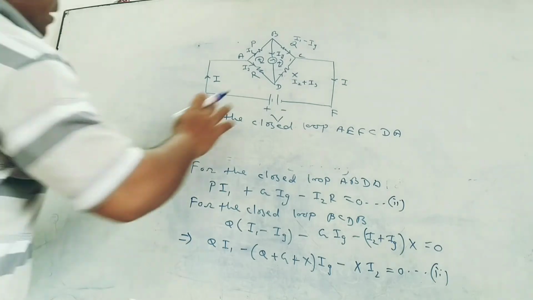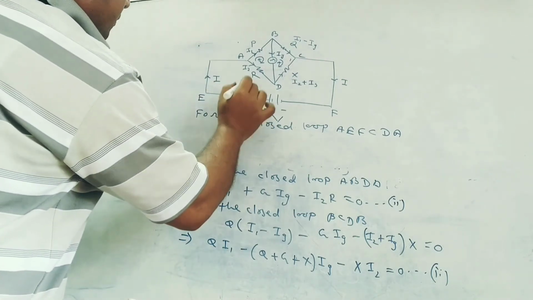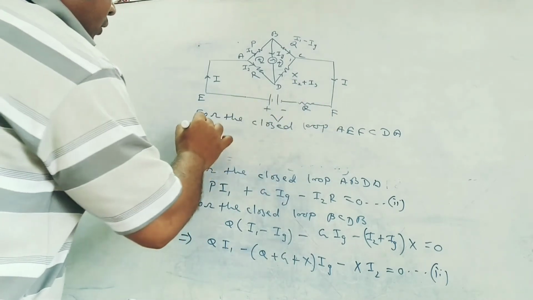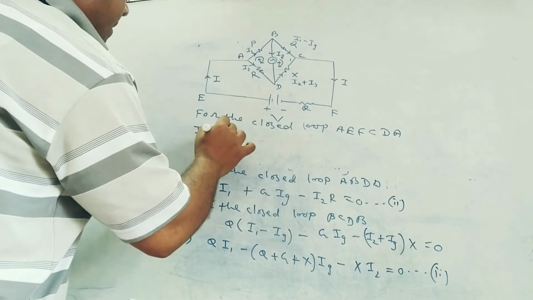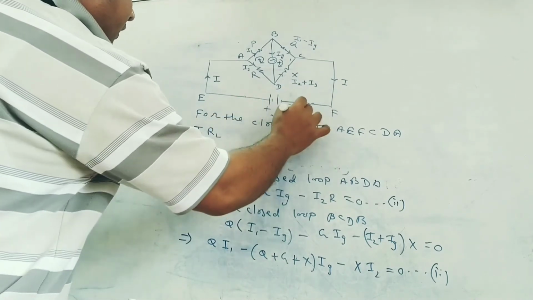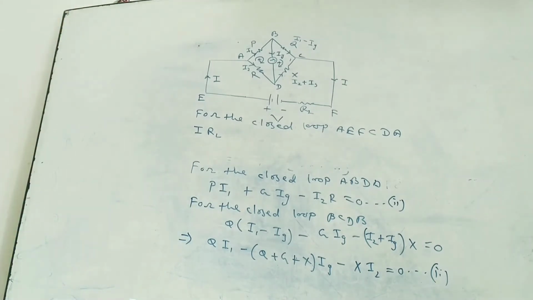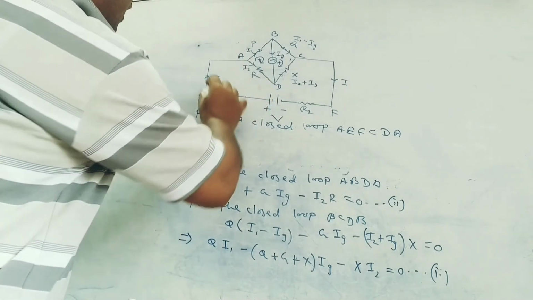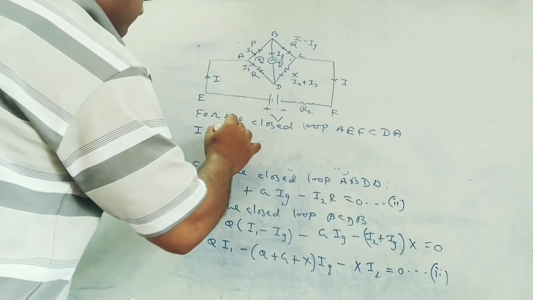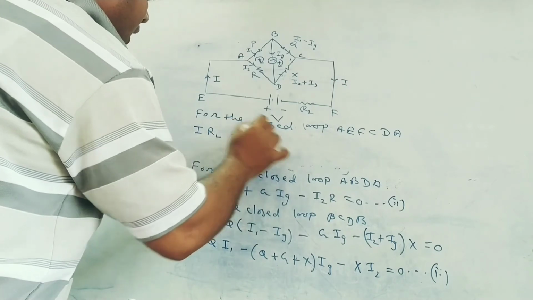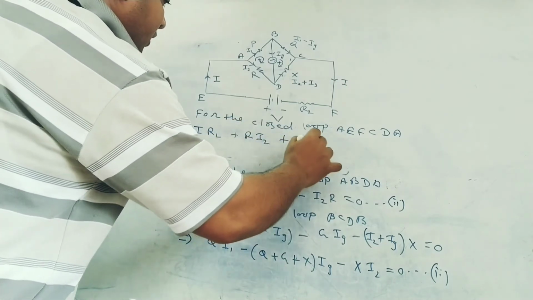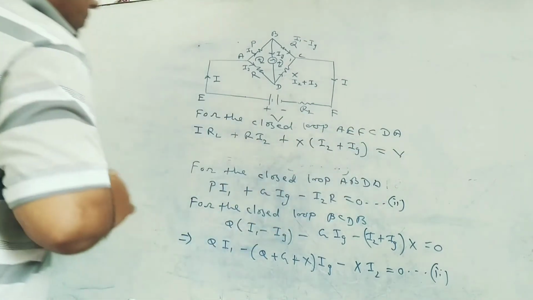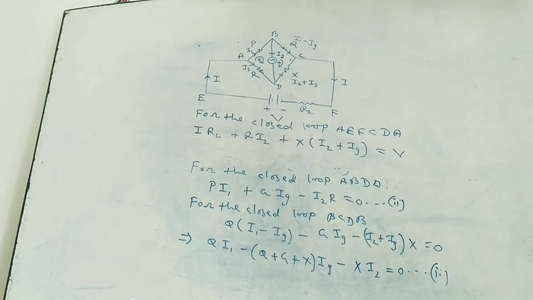If the external resistance is capital R and it is known, then I into RL, that is external resistance RL, plus R into I2 plus X into I2 plus Ig is equal to V. The V is the EMF of the cell.